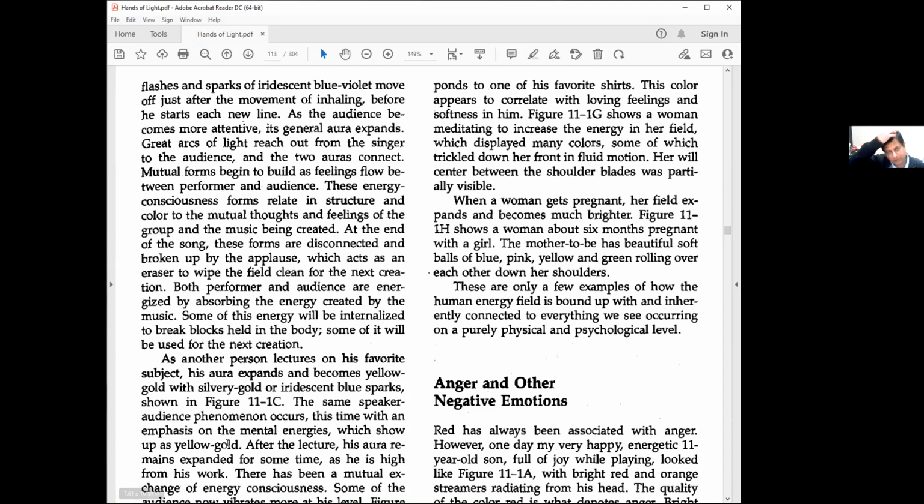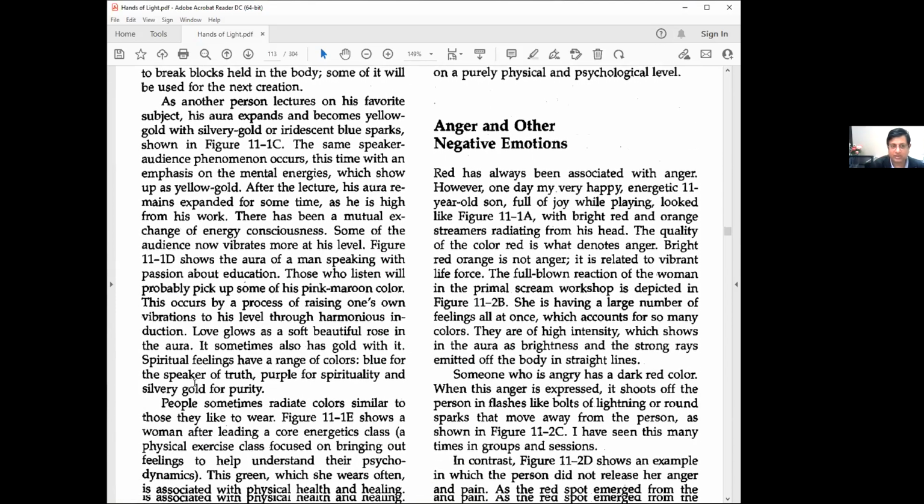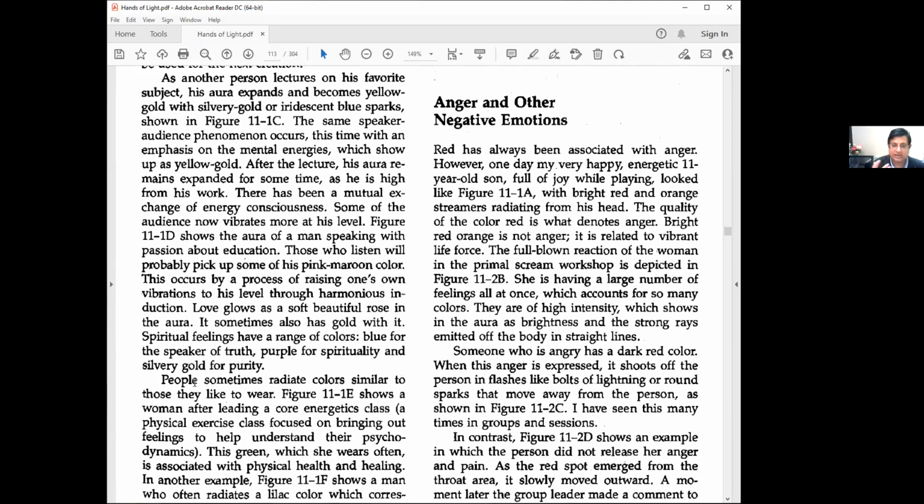So you'll find that many singers form a connection with the audience. And that is when the audience has a great time hearing the performance. So that connection is made at the auric level.